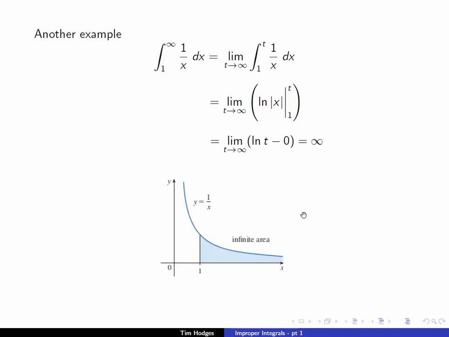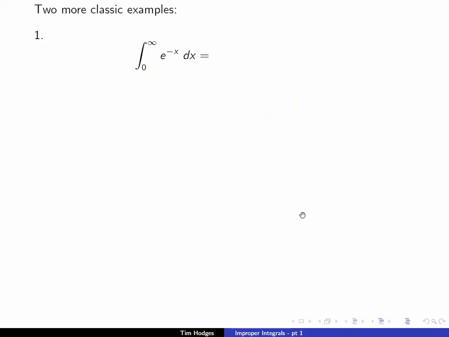Let's look at another classic pair of examples. e to the minus x. Again, this has an asymptote onto the x-axis as x goes to infinity, a horizontal asymptote. So this is a natural candidate for a finite improper integral. So this is defined as the limit as t goes to infinity of the integral from 0 to t.